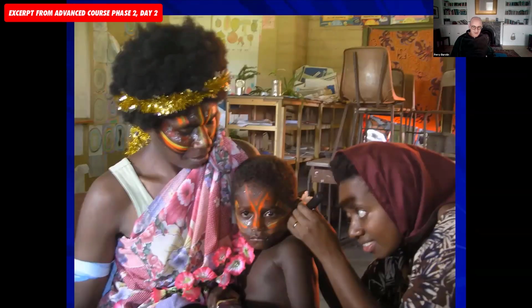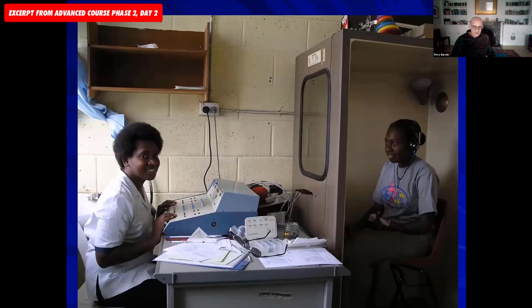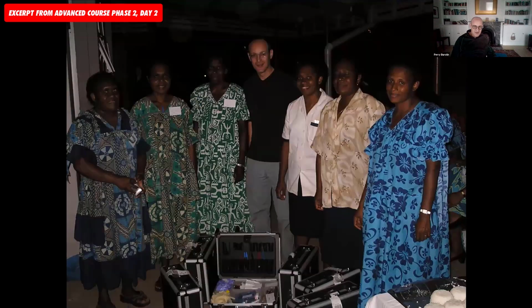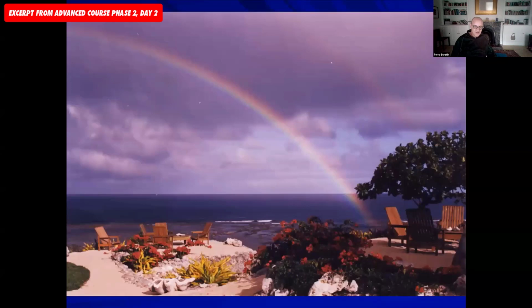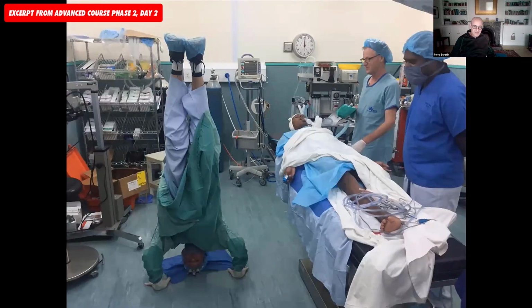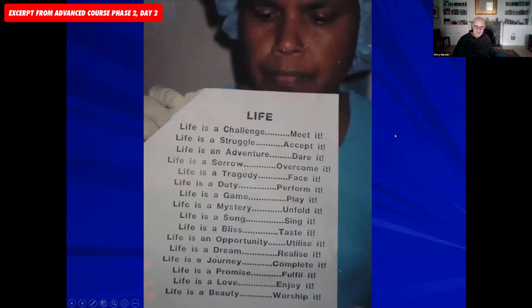This is my trusted nurse with a patient after a traditional ceremony. This is her at the hospital, fitting hearing aids. These are the nurses that we try and teach. This is my team. This is us giving some equipment to the nurses, and that's hopefully what we end up with. And that's me doing a handstand at the end of the last day, to the absolute shock of my anaesthetist. And they're very religious and very appreciative.